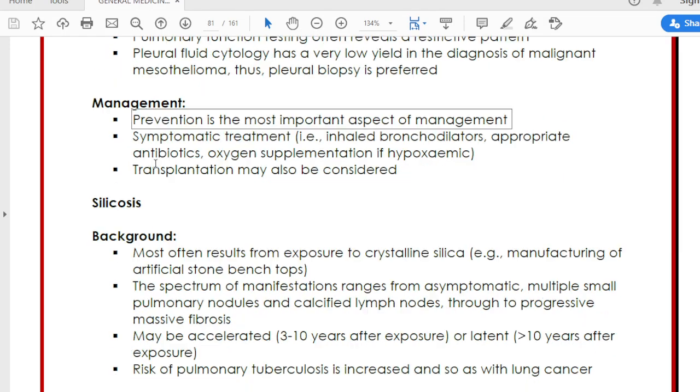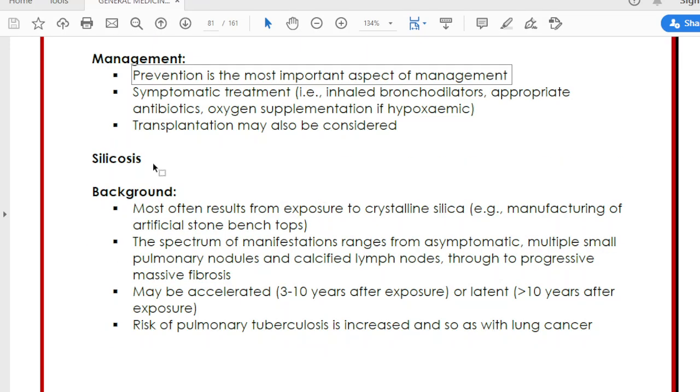Management. Prevention is the most important aspect of management. Symptomatic treatment, i.e., inhaled bronchodilators, appropriate antibiotics, oxygen supplementation if hypoxemic. Transplantation may also be considered.